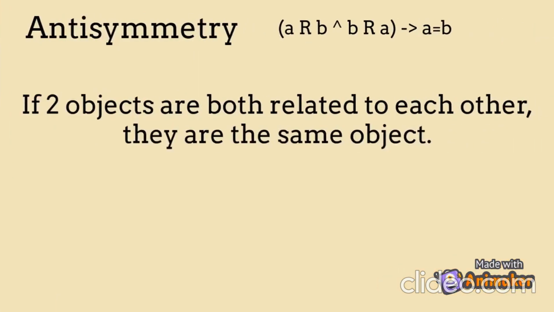Antisymmetry. If two objects are related to each other in both directions, they are the same object. A in relation to B and B in relation to A implies A equals B. Thus, both values are the same. We often confuse antisymmetric and symmetric. Symmetric happens when, if X is related to Y, then Y is related to X. It's called symmetric.